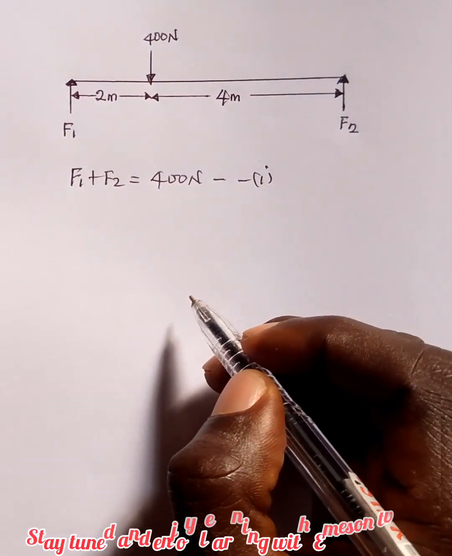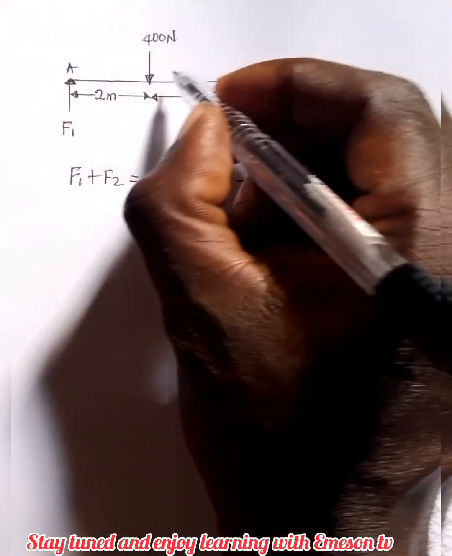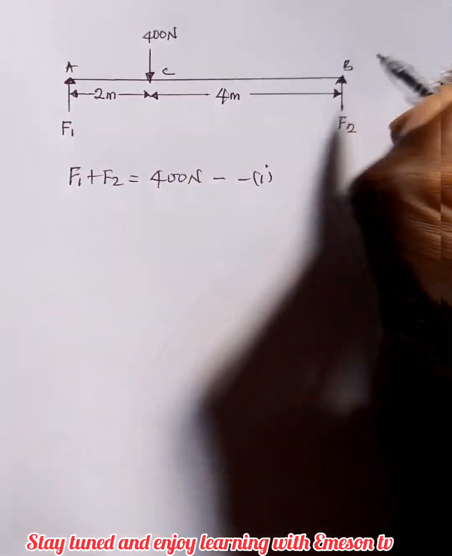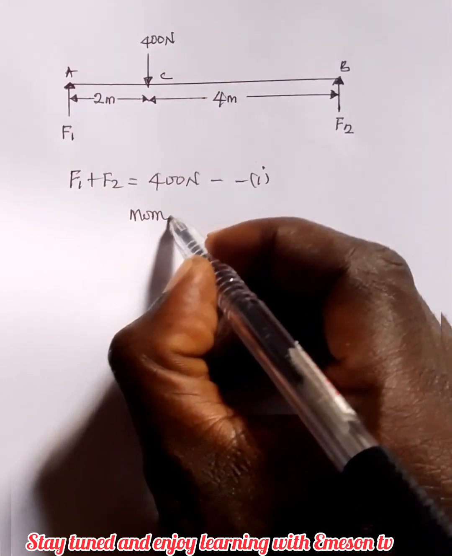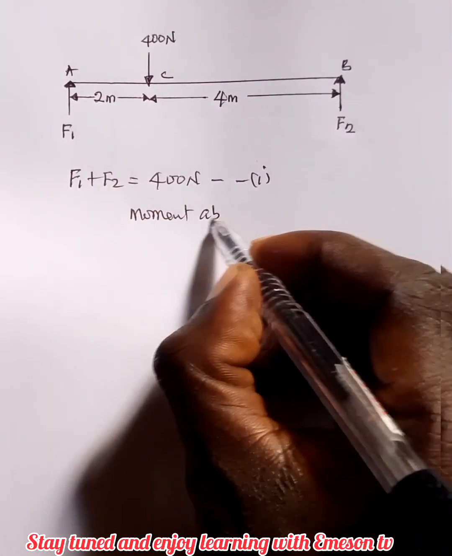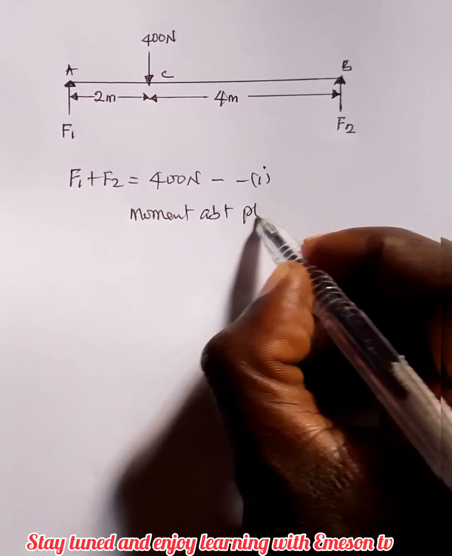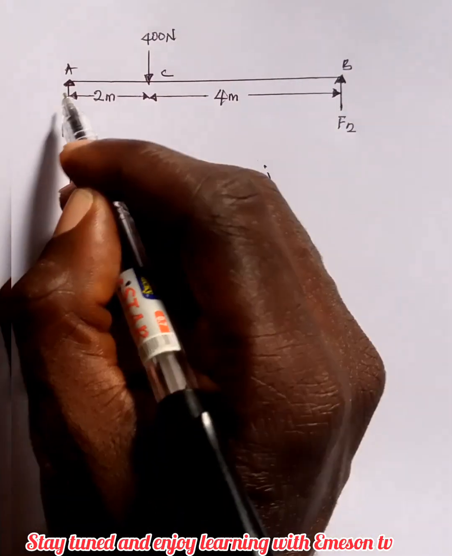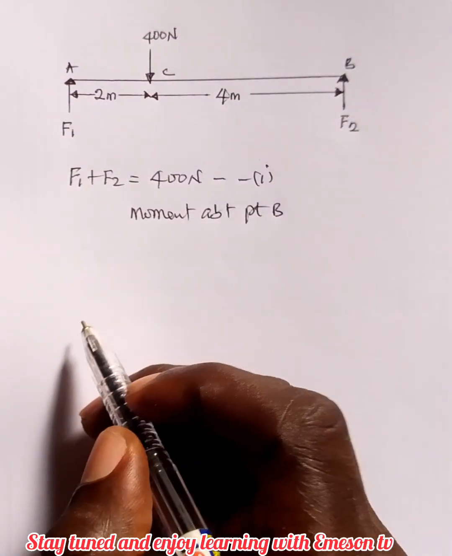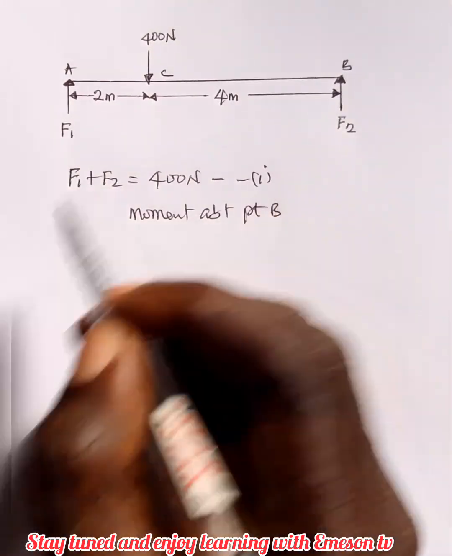Then let's take moment about any point. Let's call these points A, C, and B. Let's take moment about point B. So if you're taking moment about this point, let's start from here. The algebraic sum of moment about any point is equal to 0.